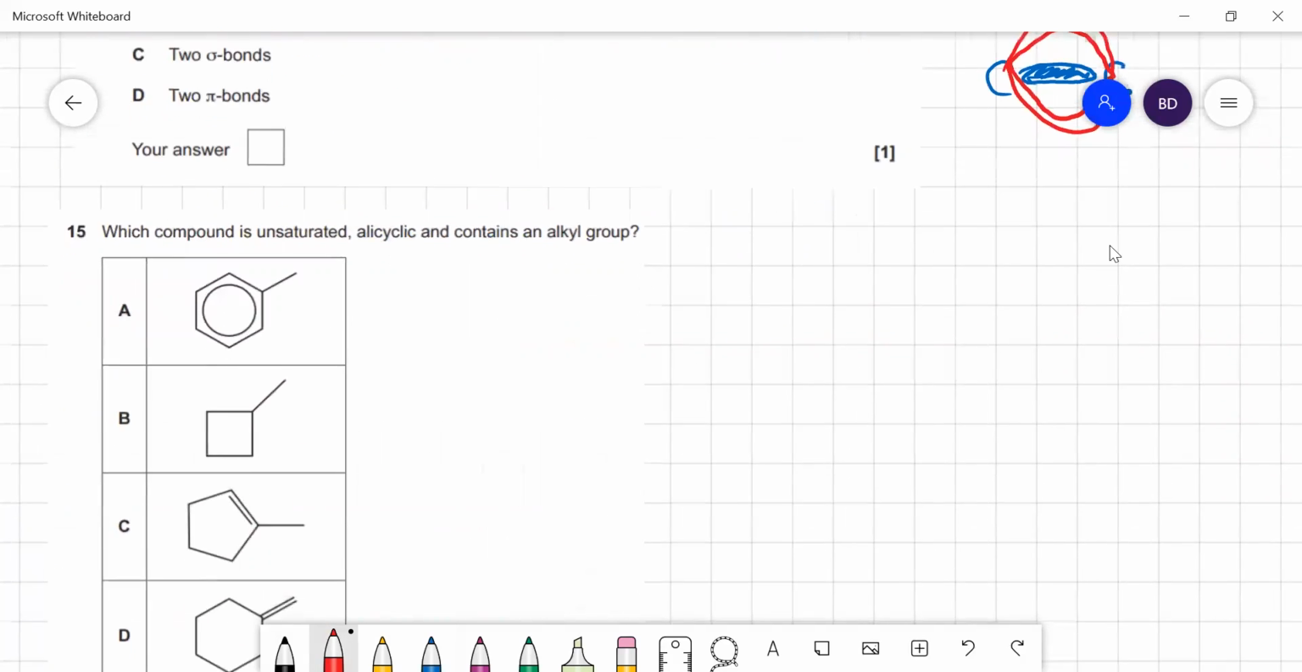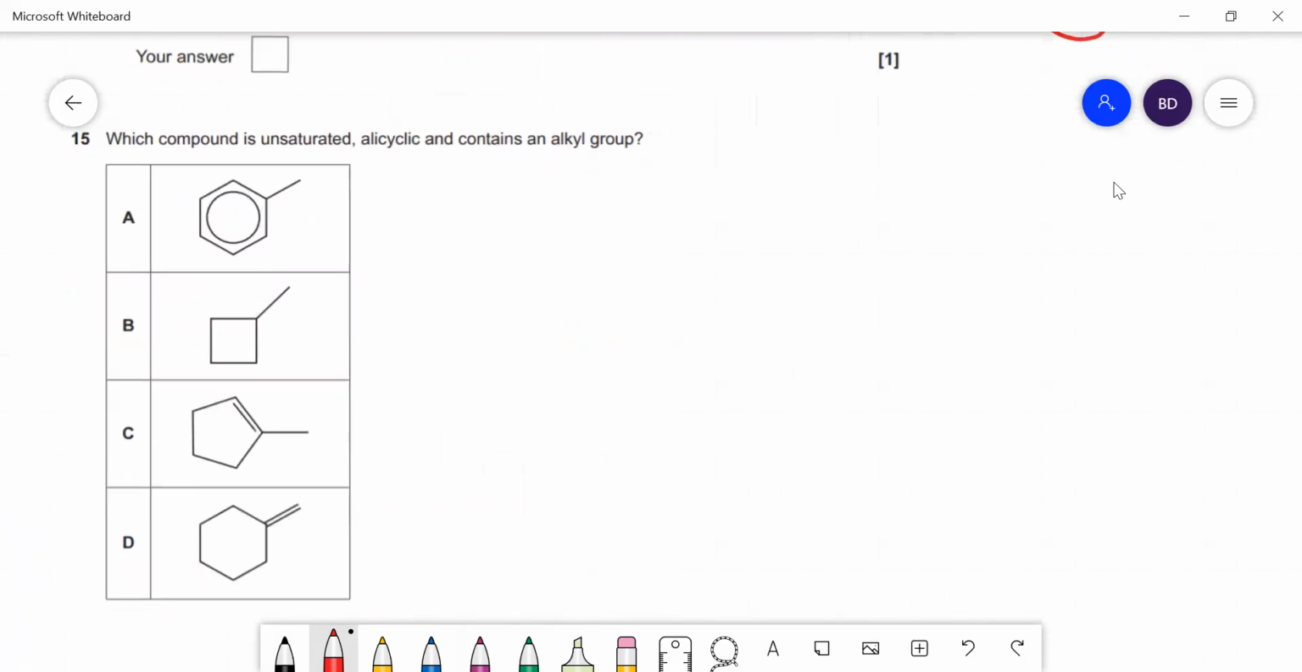Which compound is unsaturated, alicyclic, and contains an alkyl group? Well, this is cyclic, but it's not alicyclic. It's an aryl group. You've got electron delocalization there, so it's not that one. This one is not unsaturated, so forget that.